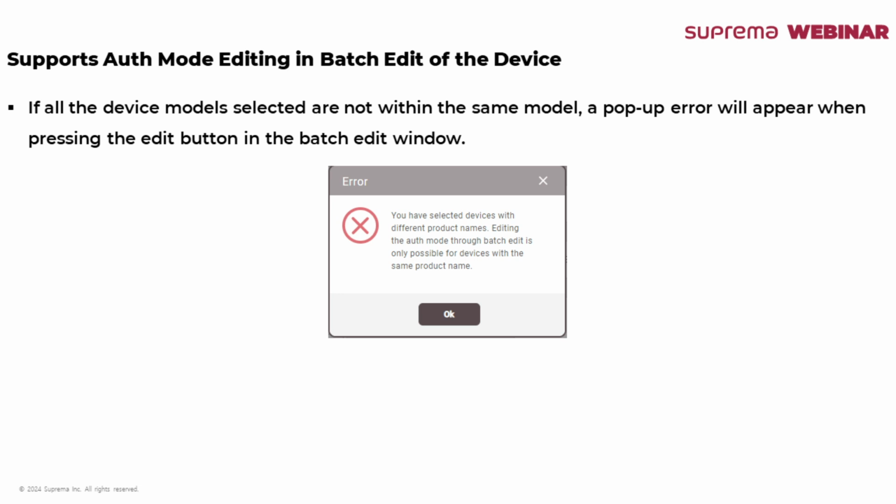But let's say you have a BioEntry W2 and you have so many of them that it got mixed up and you by mistake selected a BioStation 3 with a BioEntry W2. Then you will not be able to do the batch edit and you're going to get this error on your screen. So if you get this error, please make sure to go back to the device list and select the devices and make sure they're all within the same models.